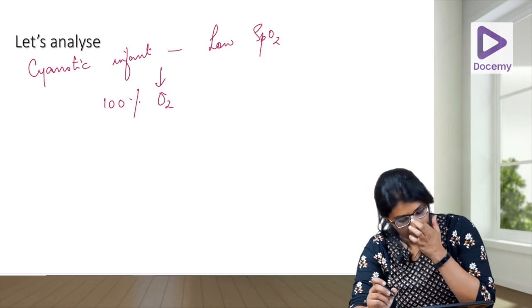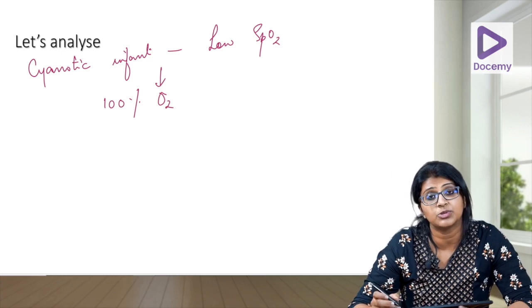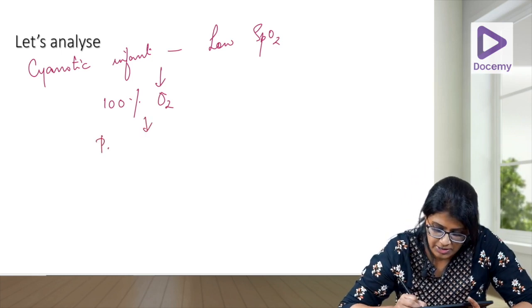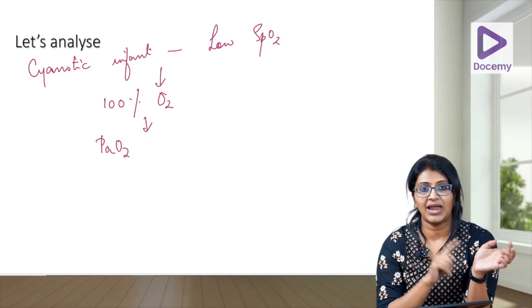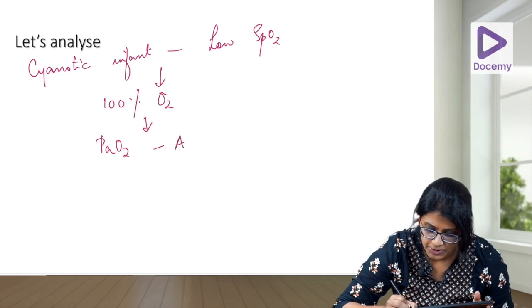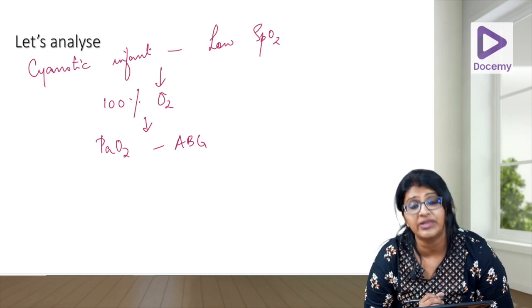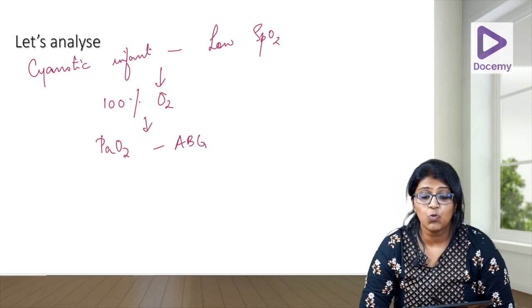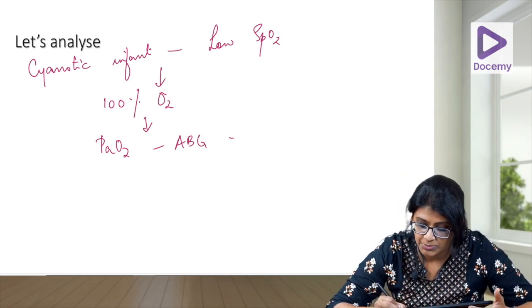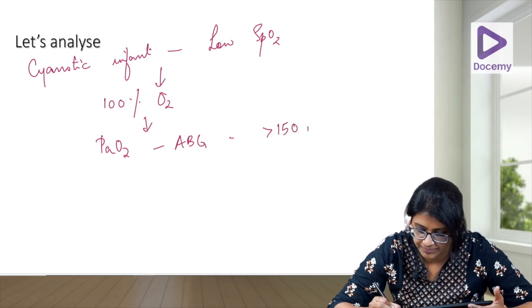Now, ideally, when we give them 100% oxygen, what we are supposed to do is measure the partial pressure of oxygen. So, you do a blood gas, an arterial blood gas. So, you do an ABG and you look for the partial pressure of oxygen, and what you want when you give them 100% oxygen is you want the PaO2 to climb to more than 150.